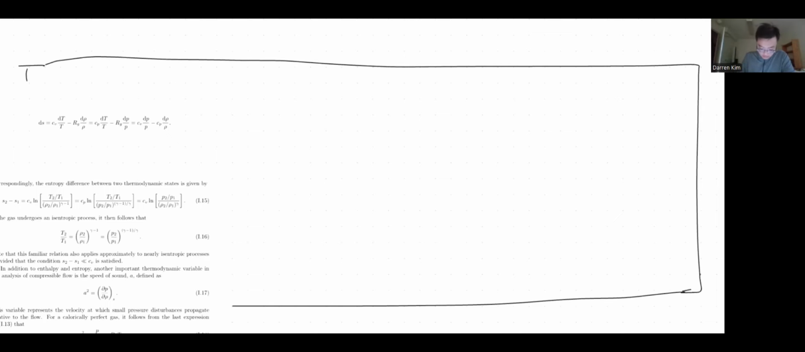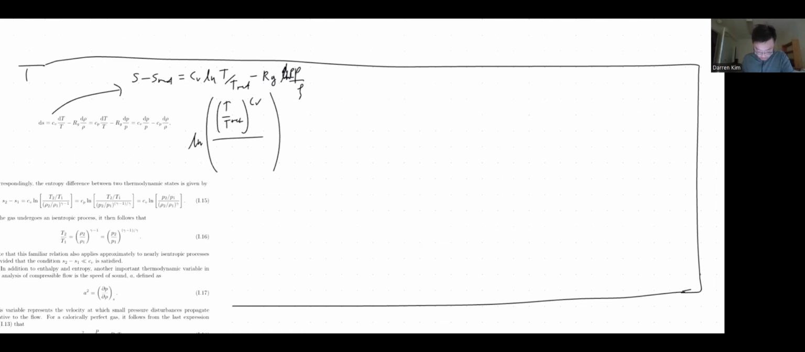So over here we'll start with this one real quick, because we can. First of all, S1 is S reference, which equals CV ln T over T ref, and then minus RG ln P over P ref. Now that will give you T ref, parentheses CV, parentheses, this is all ln, right? Parentheses like this. Okay. Am I correct? Yes, I'm pretty sure I'm correct. And then this will be P over P ref.